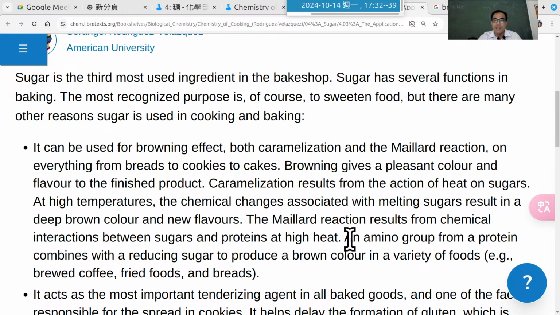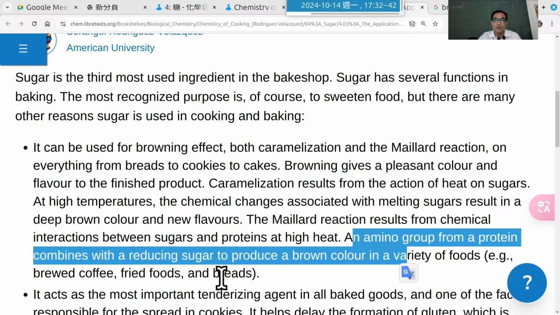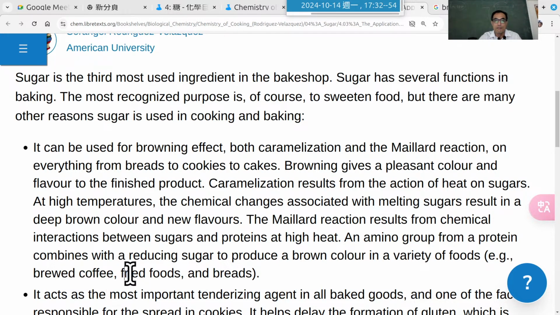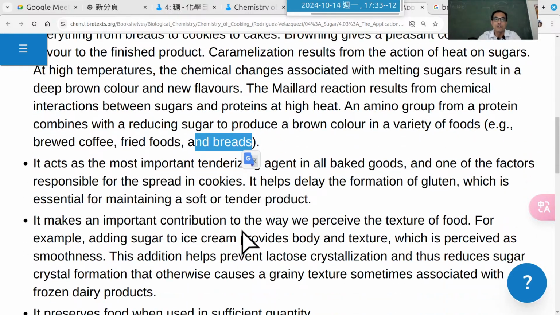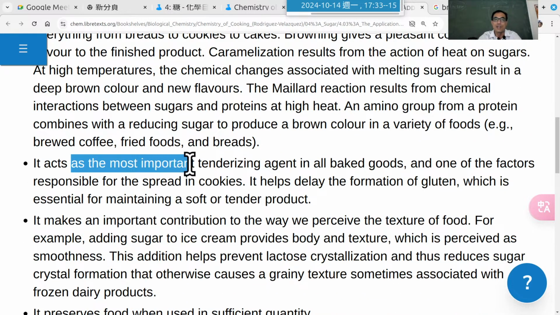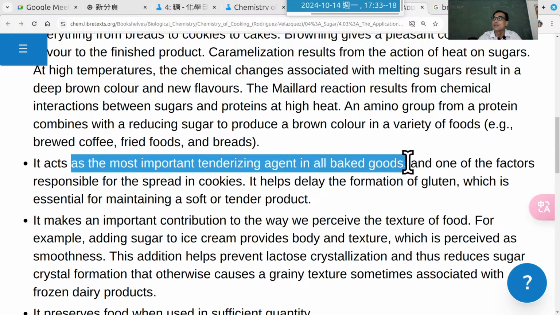Okay. An amino group from protein combined with reducing sugar produces a brown color in a variety of foods. Examples: brewed coffee, fried foods, and bread. So now you learn this concept, this Maillard reaction of browning effect. That is one purpose, one contribution from the sugar. And sugar also acts as the most important tenderizing agent in all baked goods. Okay, tenderizing, very soft, not hard.